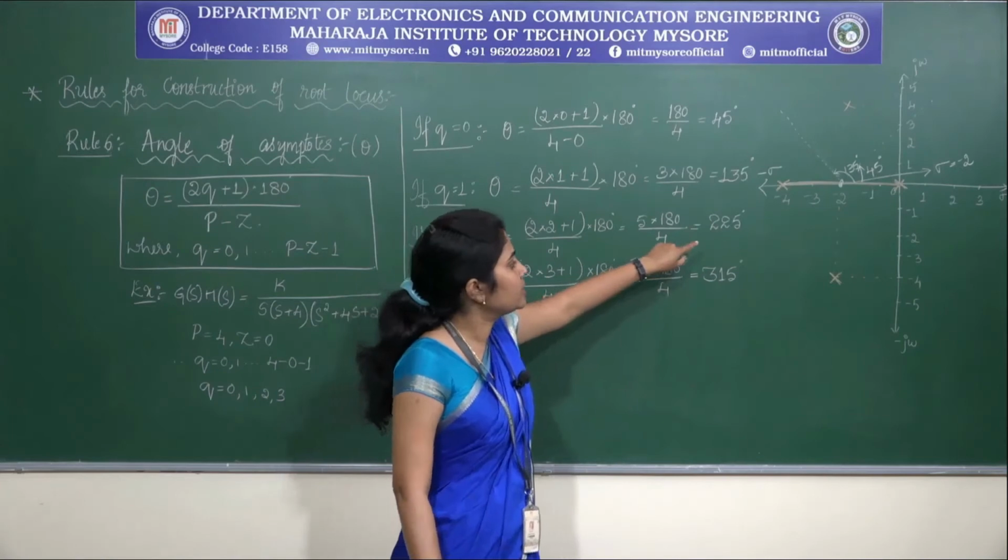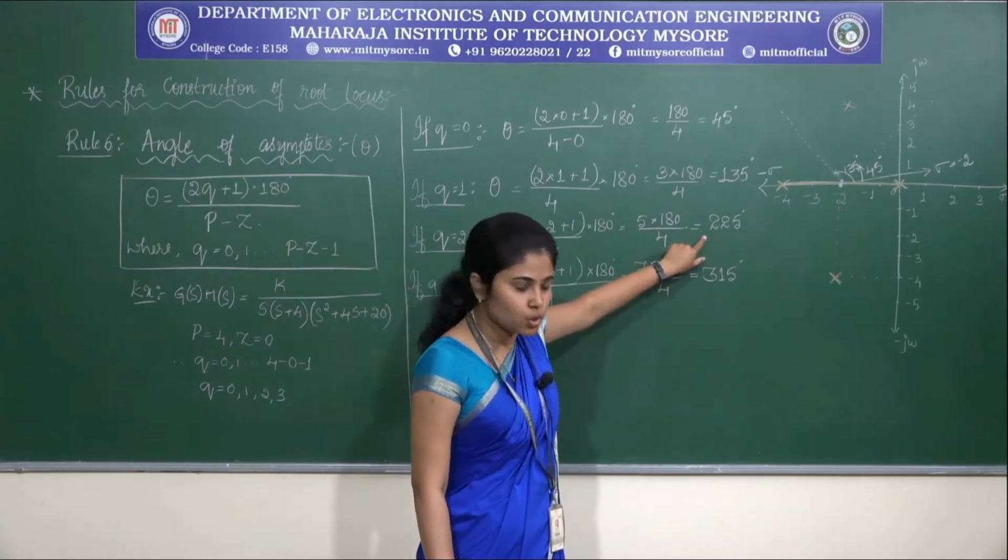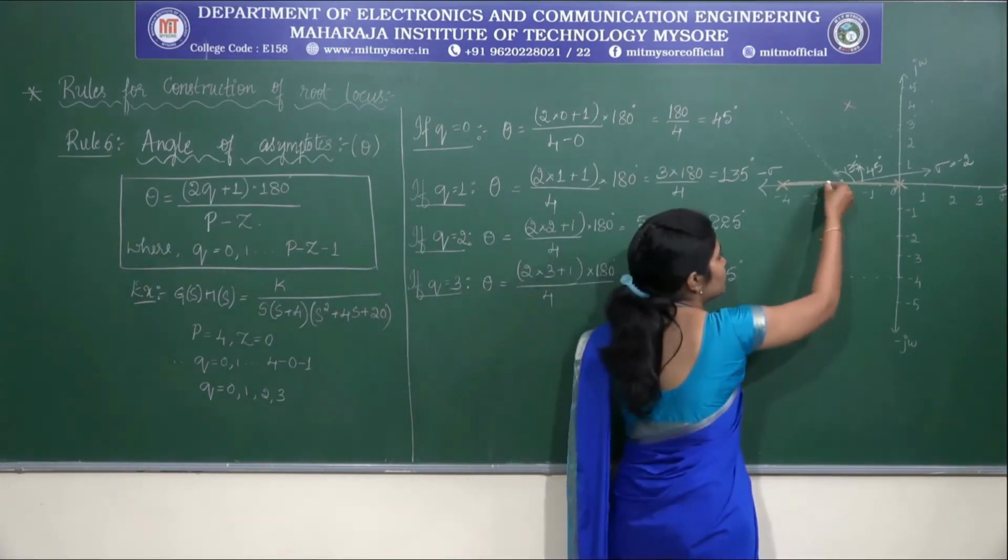45 is completed. 135 is completed. The next angle is 225. So I need to keep the protractor here and I need to measure 225.